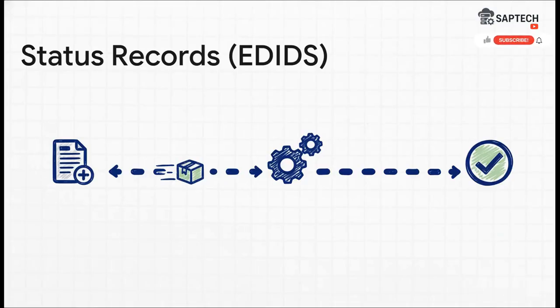And last, but definitely not least, we have the status records. These are your tracking updates, just like when you order something online. They create this perfect audit trail of the IDoc's entire journey, telling you exactly where it is and what's happened to it at every single step. You'll find these in the EDIDS table.